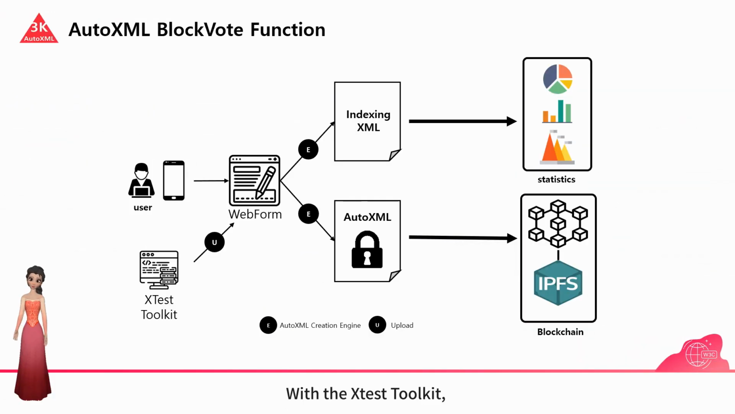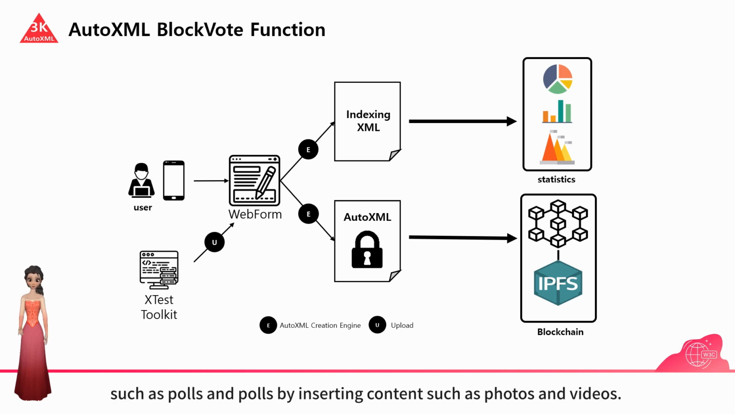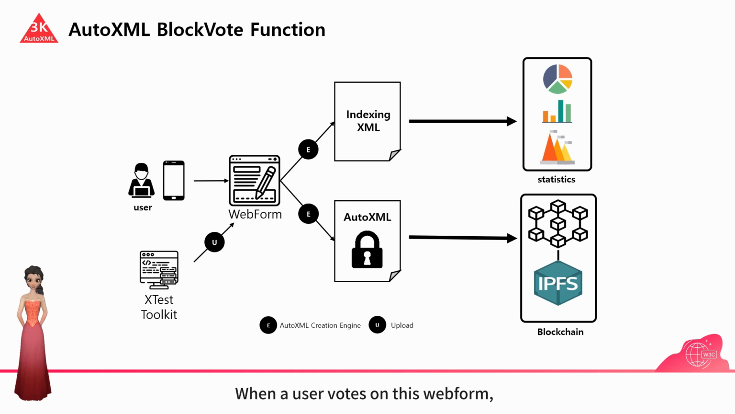With the X-Test toolkit, you can easily create web forms, such as polls and surveys, by inserting content such as photos and videos. When a user votes on this web form, an AutoXML secure document is automatically generated, and stored on the blockchain, allowing users to securely check their ballot at any time. And with summary indexing, anyone in the world can check and verify statistics in real time.